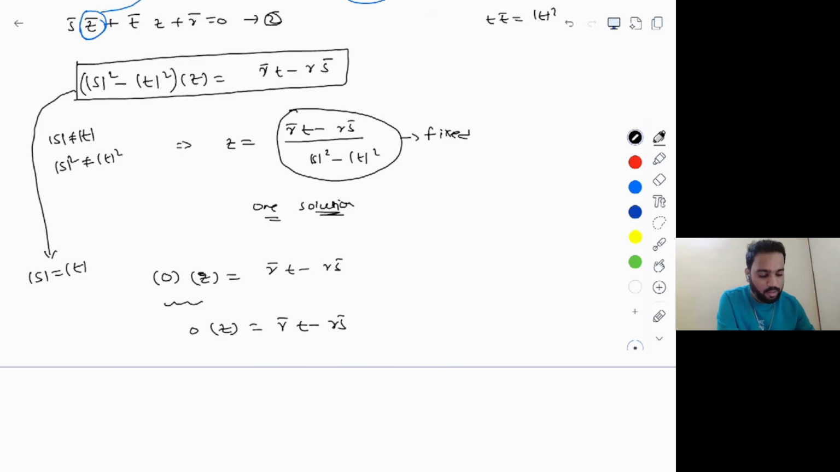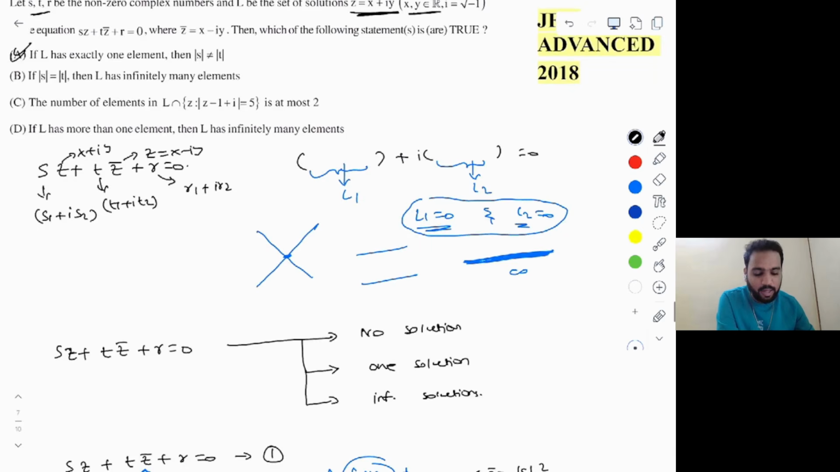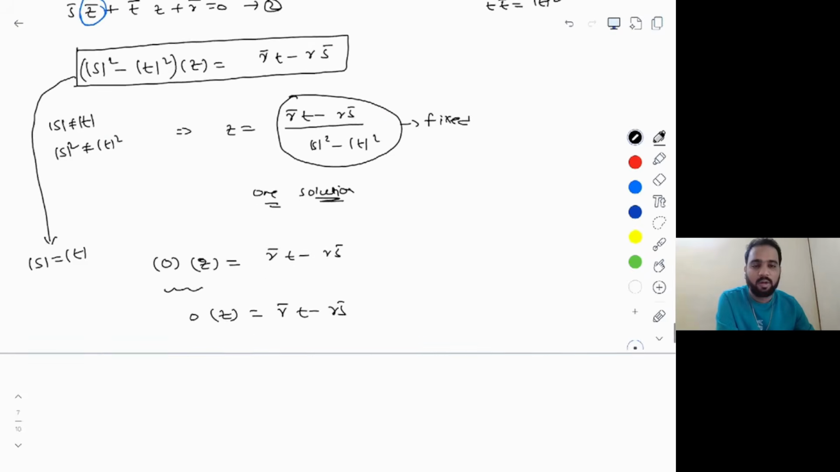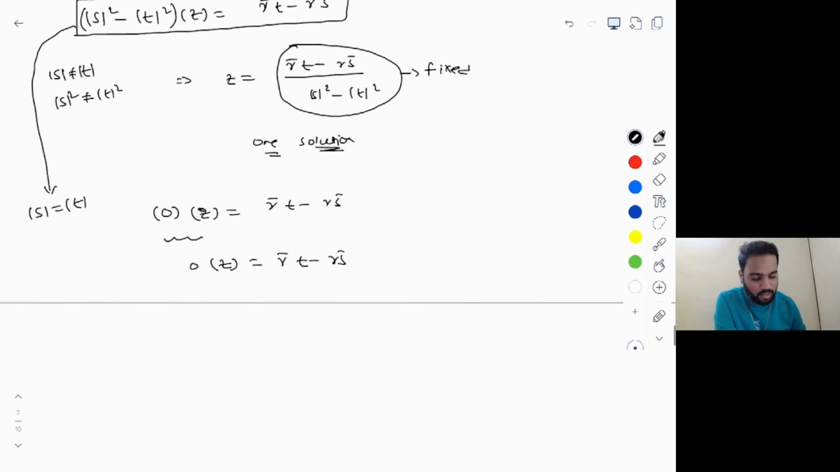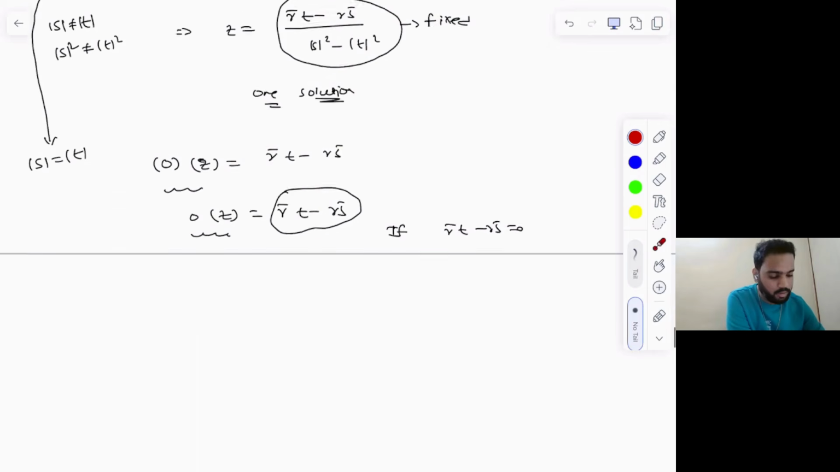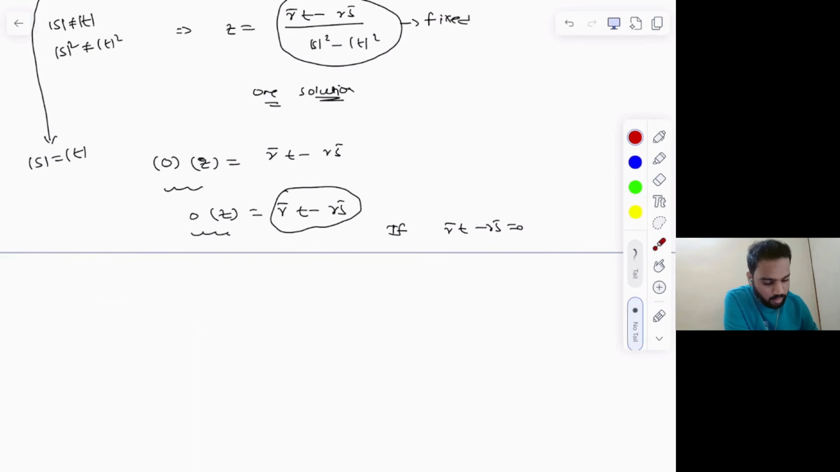Now in this case, they are saying that this L has infinitely many elements. But it might not be correct, right? Because here, since the left hand side is 0, the right hand side should also be equal to 0. But obviously different cases are possible. So if this right hand side, R bar into T minus R into S bar, is equal to 0, then we get an equation something like this, right?